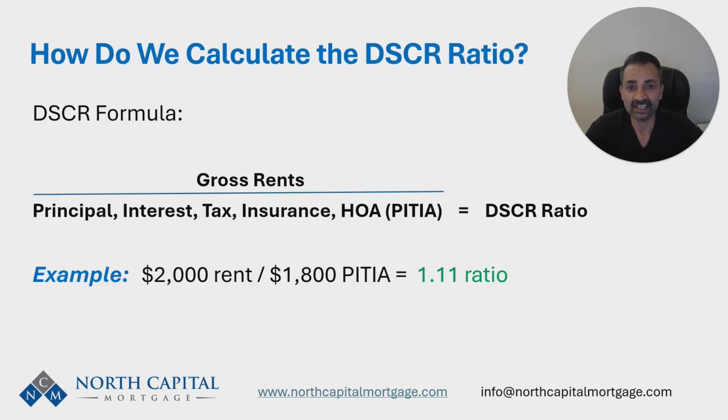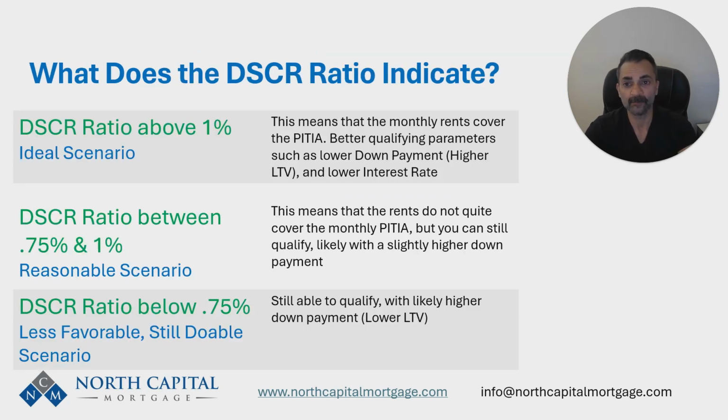So how do we calculate the DSCR ratio? The formula is pretty basic. It's simply gross monthly rents divided by the principal, interest, taxes, insurance, and any HOA, also known as the PITIA, and that's going to give us the DSCR ratio. For example, if you're bringing in $2,000 a month in gross rent, and your monthly PITIA is $1,800, you have a positive ratio or a ratio above 1. In this case, it's 1.11.